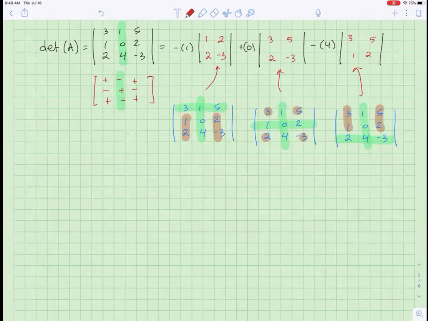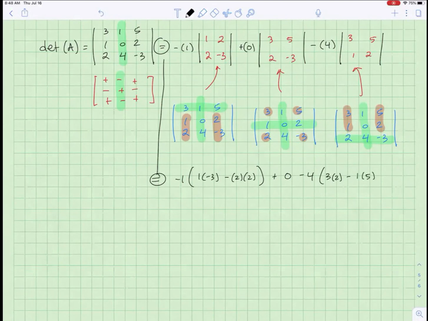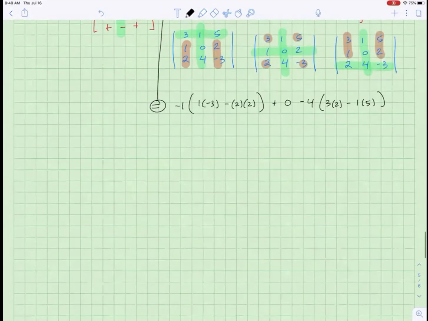And our result is negative 1 times, 1 times negative 3 minus 2 times 2, plus 0. I'm not even going to do that one because this is a 0 cofactor. Minus 4 times 3 times 2 minus 1 times 5. So watch your parentheses here.